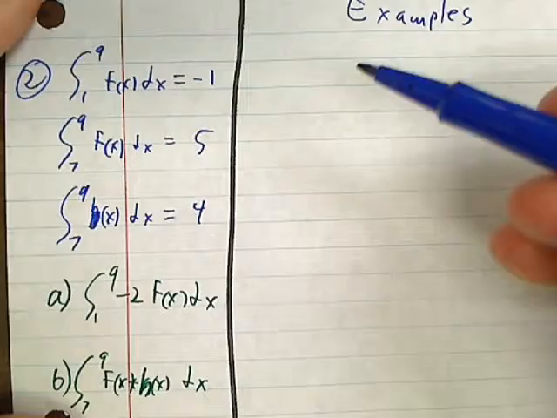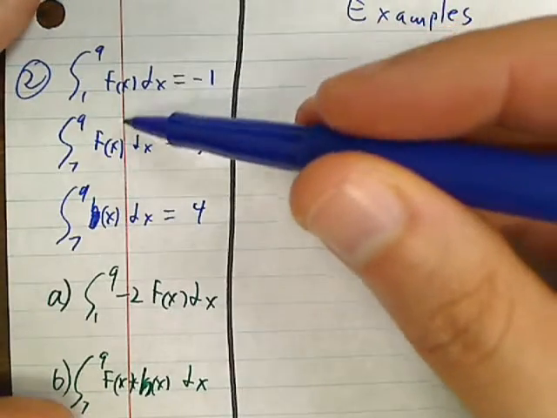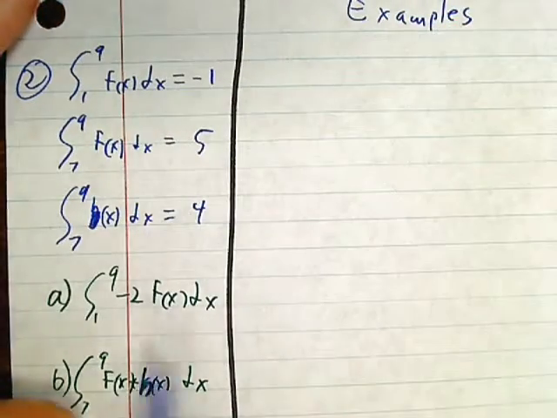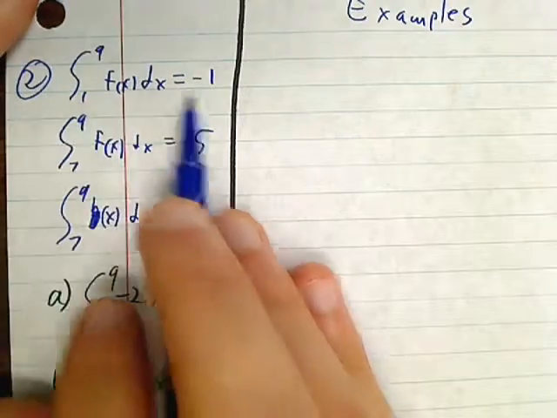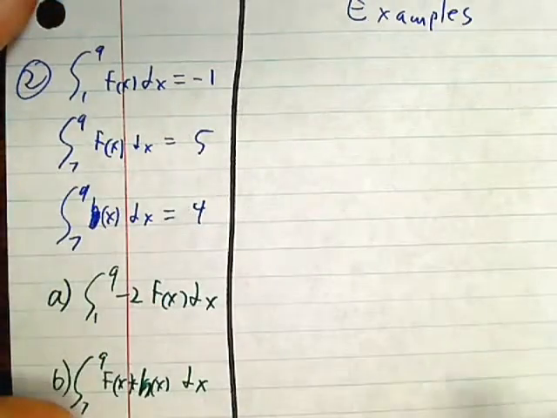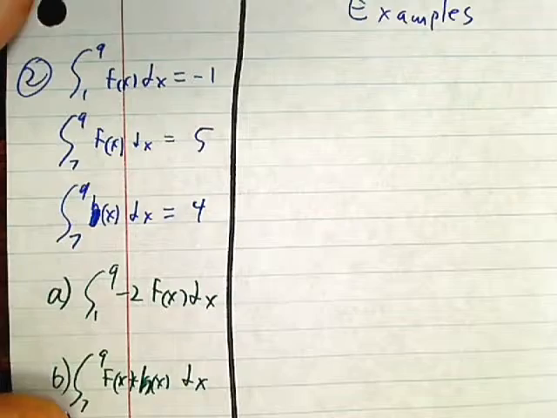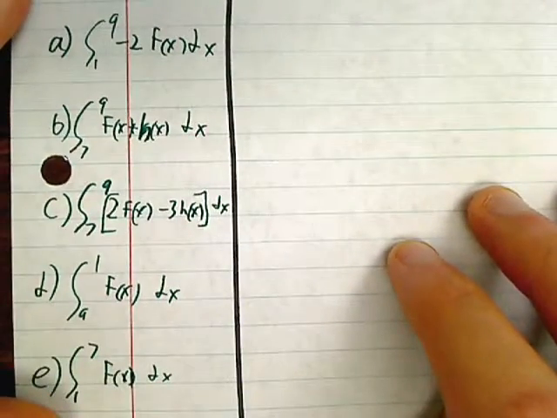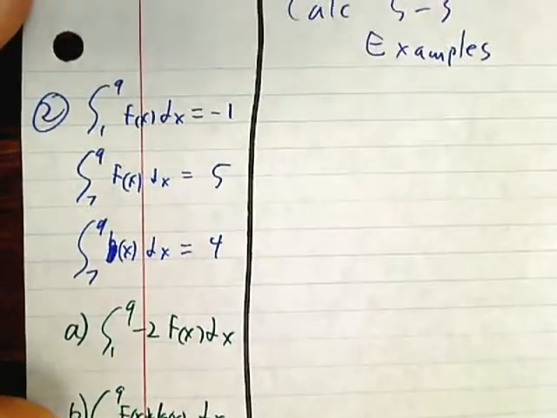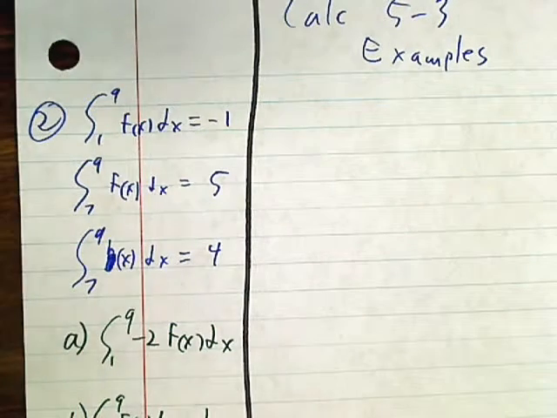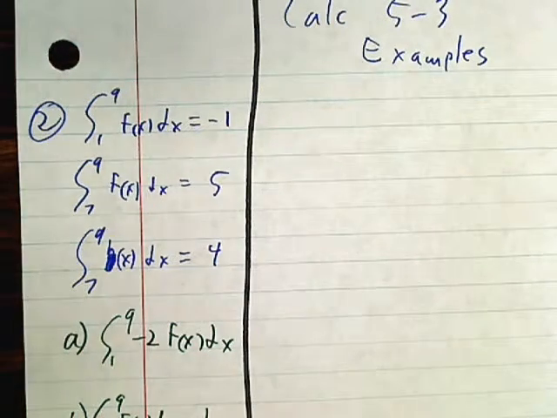So what I'm going to use, I don't know what functions f and h are, but they gave us some values. The area underneath the curve of f of x between 1 and 9 is -1, and so on, and a couple other facts there. And I need to use those facts to answer all of these other questions. And I'm going to do that using the table at the beginning of the book, the table 5.3, page 285.